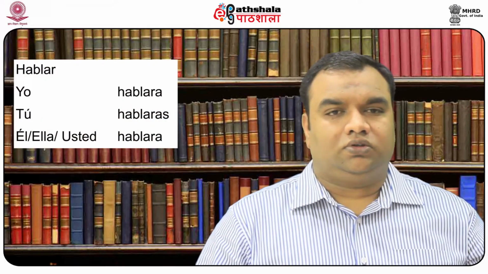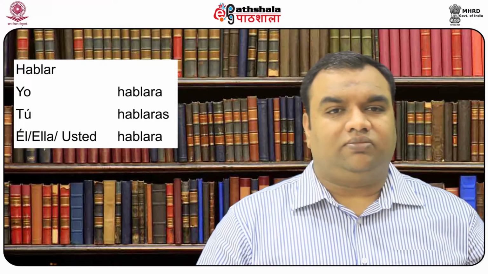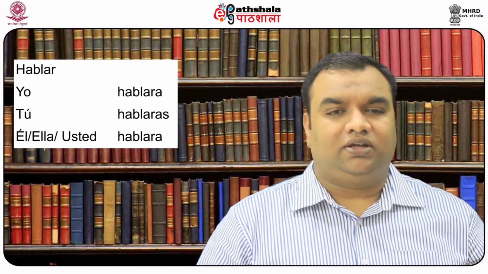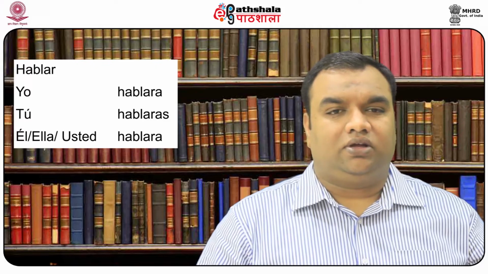Also, you must have noted that the first person singular conjugation of yo and the third person singular conjugation of él, ella, usted of the verbs in the imperfect subjunctive are the same. So, for example, in the verb hablar, the singular forms are yo hablara, tú hablaras, él, ella, usted hablara. You can see there is repetition of hablara in the first and the third person. Same is the case with other endings of ER and IR.